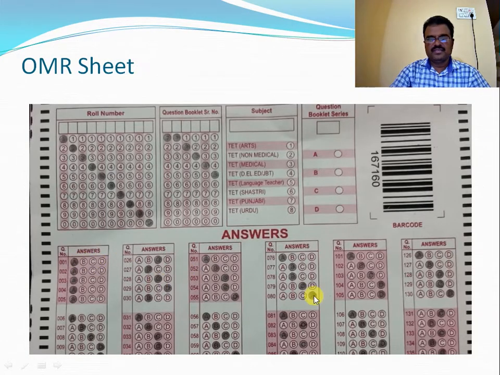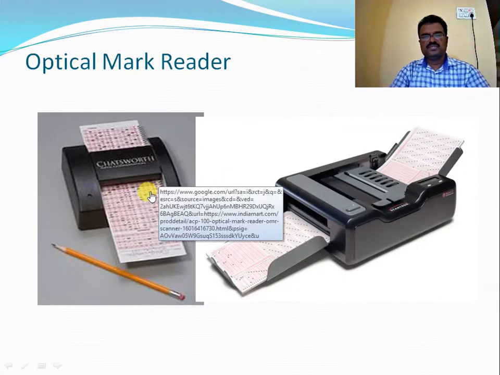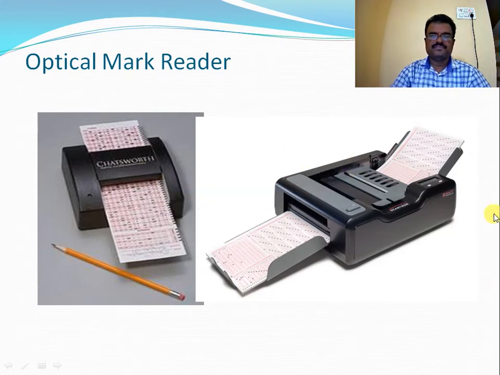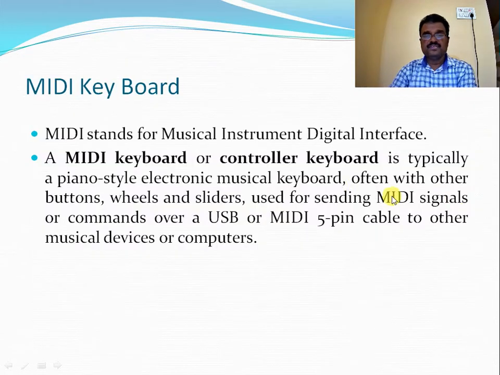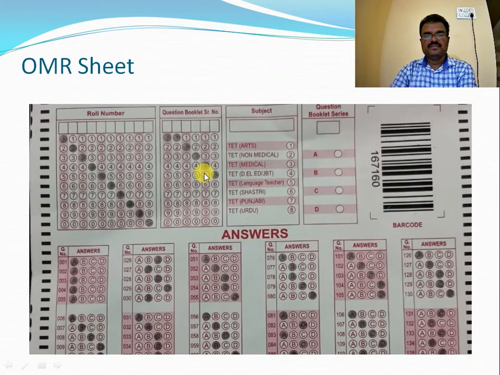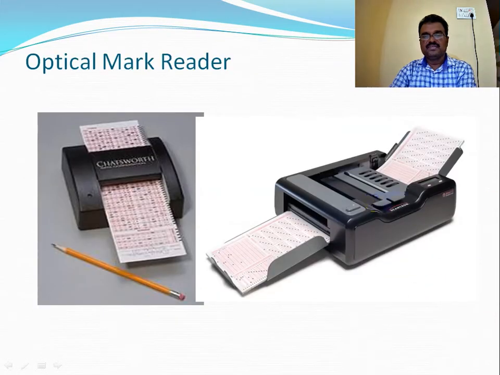Already this OMR is programmed. So we have to put this OMR sheet in this optical mark reader machine. This OMR machine will read the responses given by the user, and these responses will be given to the computer with the help of this OMR reader, optical mark reader. It reads all the responses and gives them to the computer.